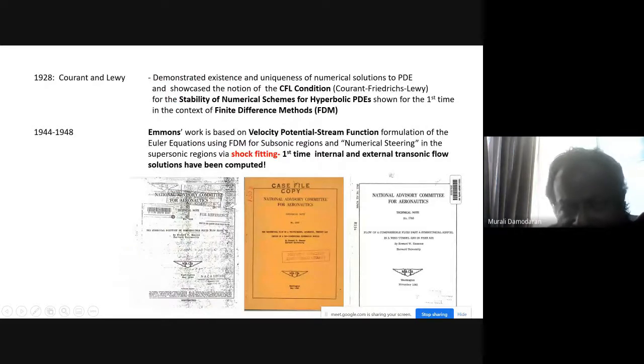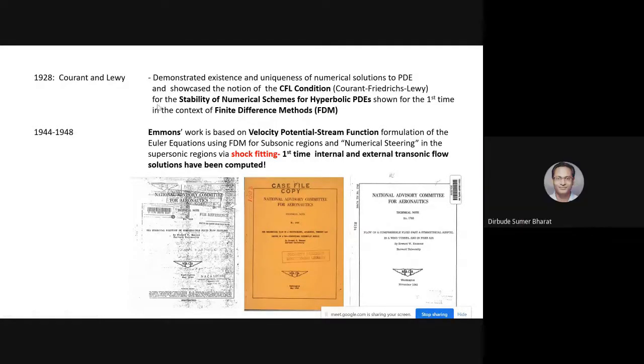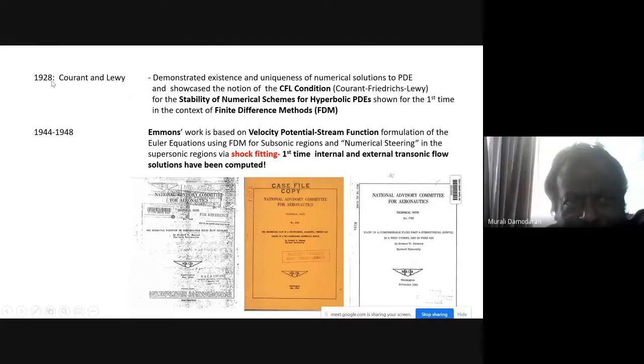Now, beginning of numerical methods in 1928, Courant and Lewy. Are you able to see this slide? Hello? Yeah. 1928?